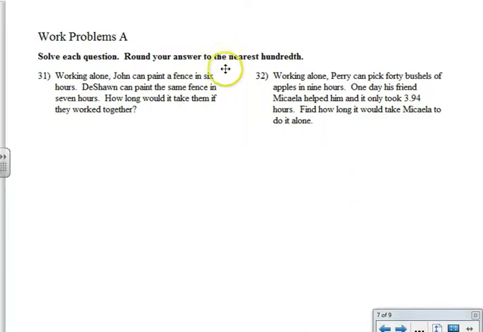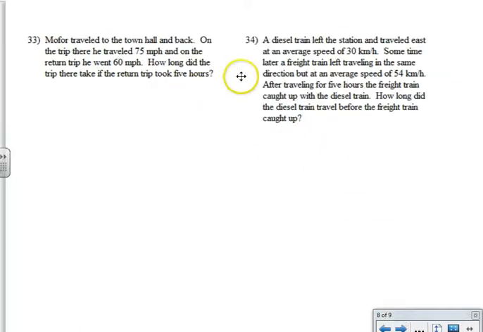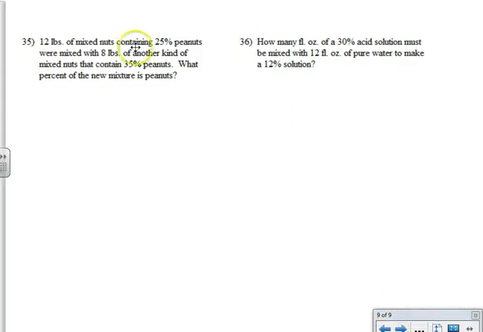So these first 2 are work problems, so I just want you to remember that the part from the first person plus the part from the second person is going to equal 1 job completed. These 2 questions are contingent on you knowing distance equals rate times time, so you might want to set up a chart and refer back to a previous problem. And then these 2 problems are mixtures, so beaker problems, if you want to call them that. So be careful here when you're adding pure water and we're talking about acid solution. Pure water is 0%, so you're going to have a 0 in your beaker in your chart in that case.